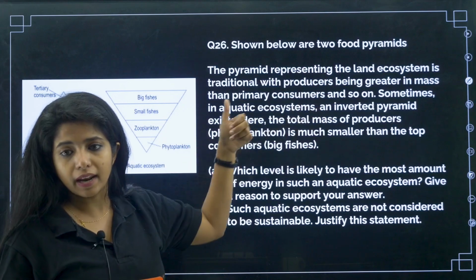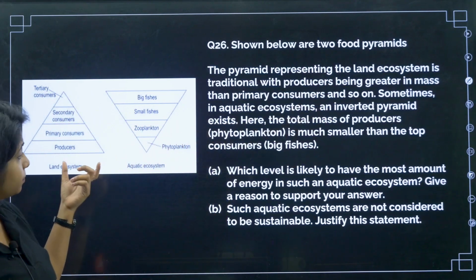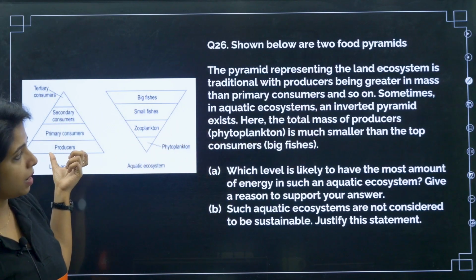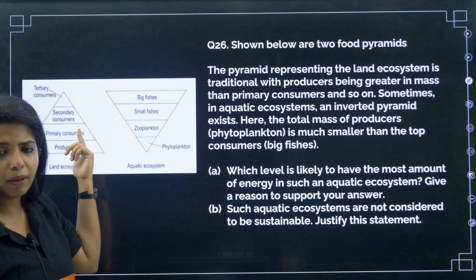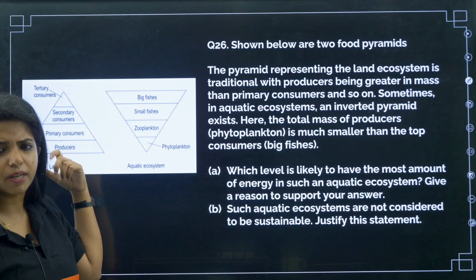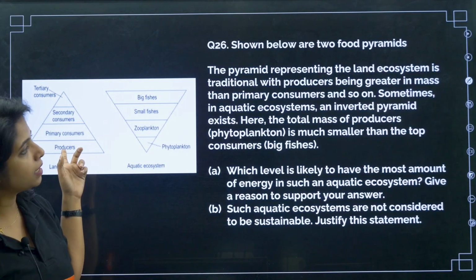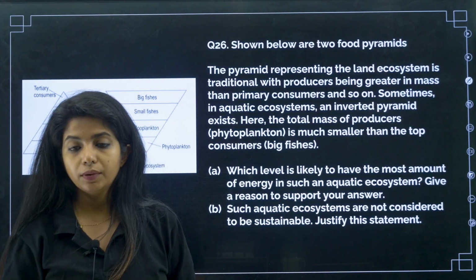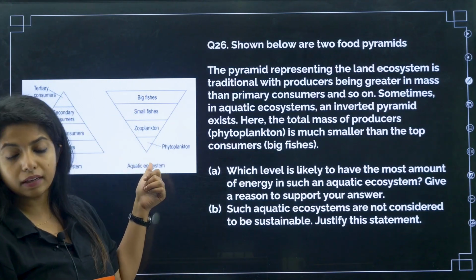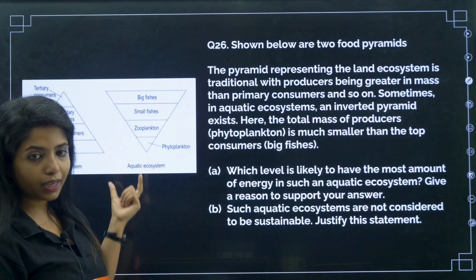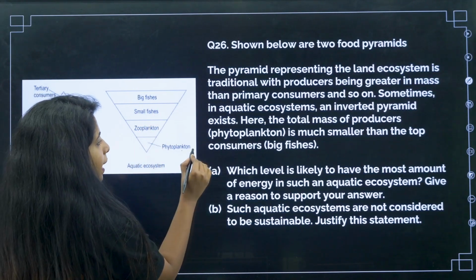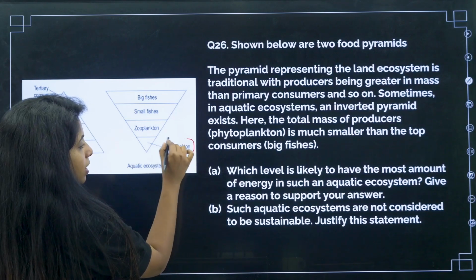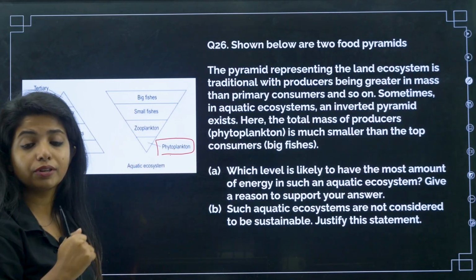The pyramid representing the land ecosystem is traditional, with producers being greater in mass than the primary consumers. Obviously, producers as in plants, and the primary consumers probably birds or something like that, that might be feeding on the plants. Okay, so an inverted pyramid exists over here, where in the aquatic ecosystem, instead of plants, what do you have? Phytoplanktons. These phytoplanktons are responsible for capturing the sunlight.